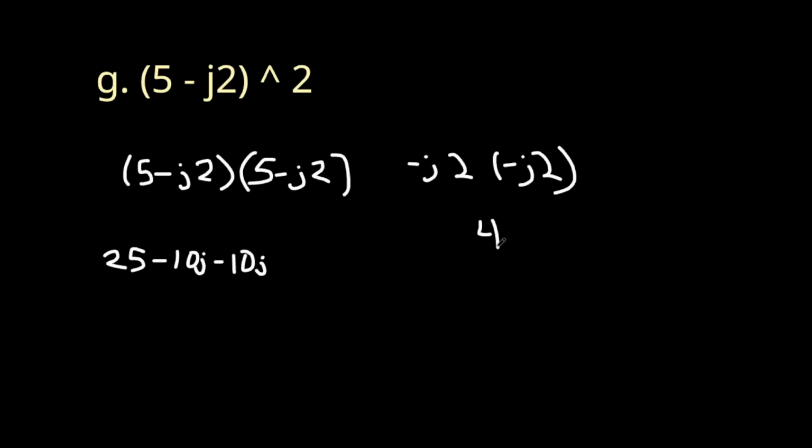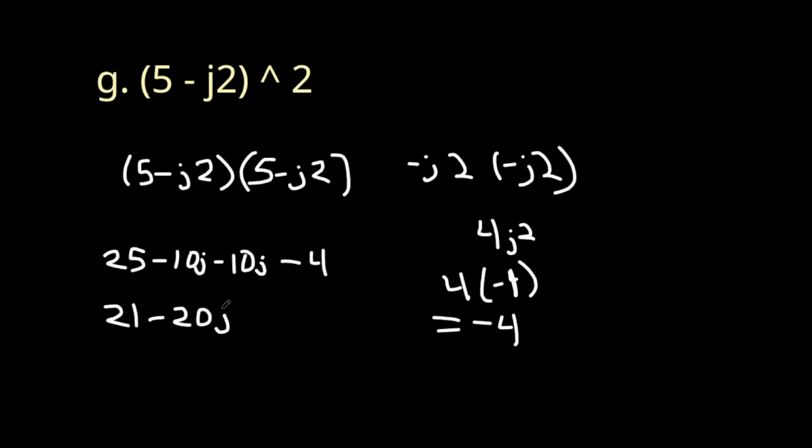Okay, so let's do the real numbers first. So positive 4, so let's do 4. And then j times j is j to the power of 2. Now j to the power of 2 is the same thing as negative 1, so let's rewrite this as 4, and then negative 1, and then we should get negative 4. And so this would be the final term, and then we can combine like terms, okay? So 25 minus 4, 21, and then negative 10j and negative 10j is negative 20j. And that is the answer for this question.